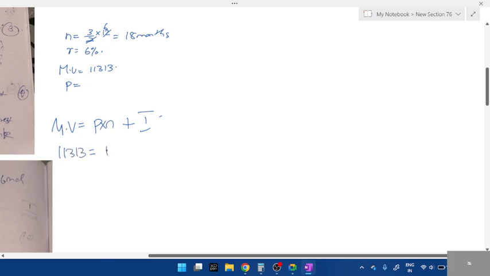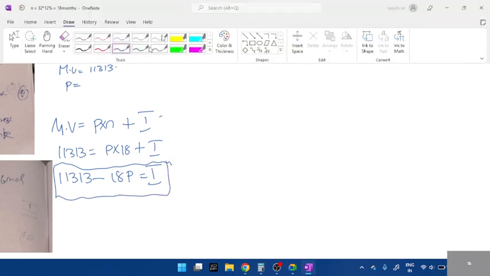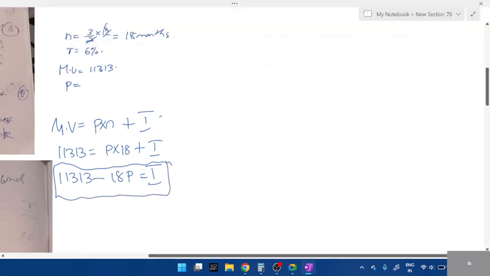What is P? P is not given. N is given, plus I. Then take out I from this. 18P goes to the other side. It becomes minus. Keep this as the first equation. Always do it like this, students. Even in the board exam, remember, whenever MV is given, always start with that. Now I value is not given. I is equal to P.